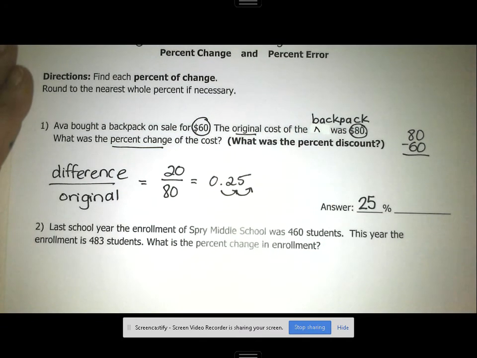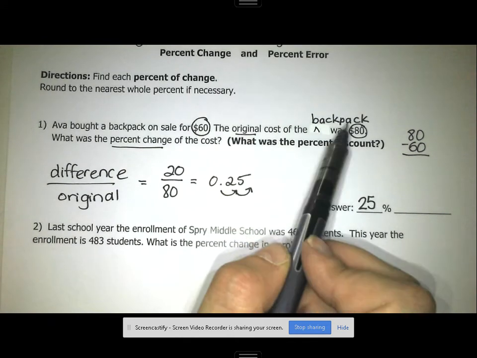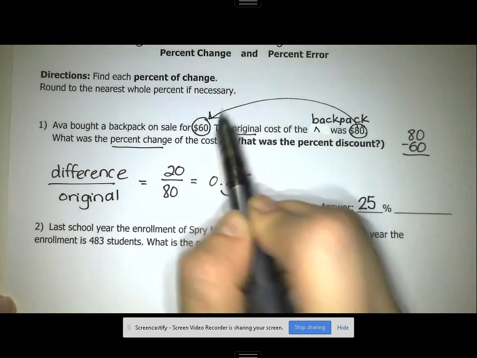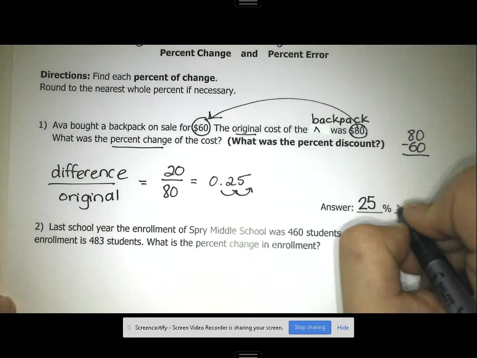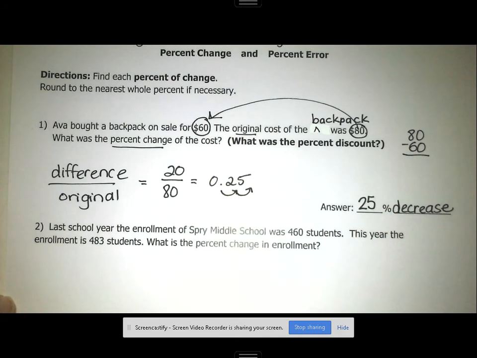And then, was it an increase or a decrease? Let's see. The backpack is $60, but it was $80. So it went from $80 to a sales price of $60. So this is a 25% decrease. In other words, Ava got a 25% discount on the backpack.